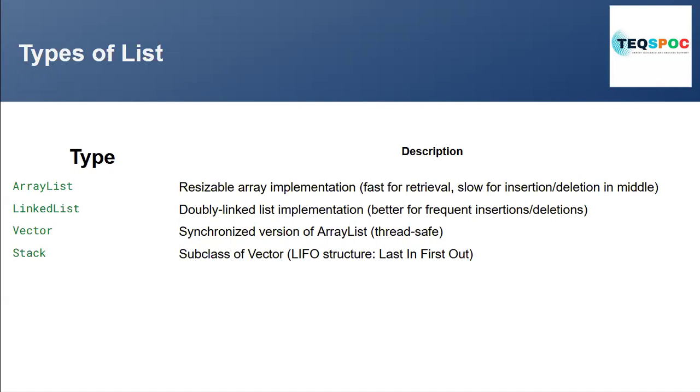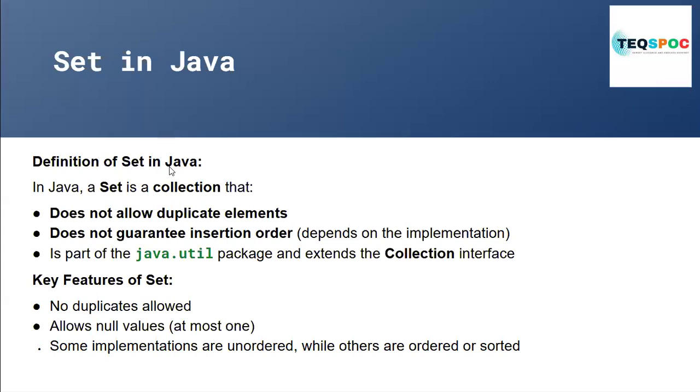Now we will come to the set. So basically, what is the set? First, the set comes under the collection. It does not take duplicate elements, and does not guarantee the insertion order. It depends upon the implementation. It is a part of the java.util package.